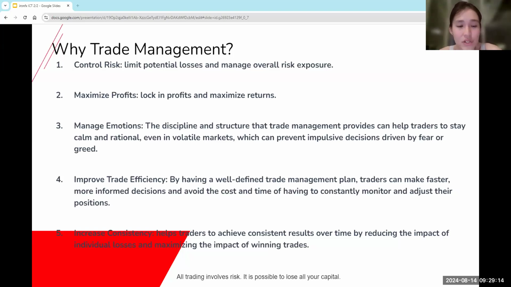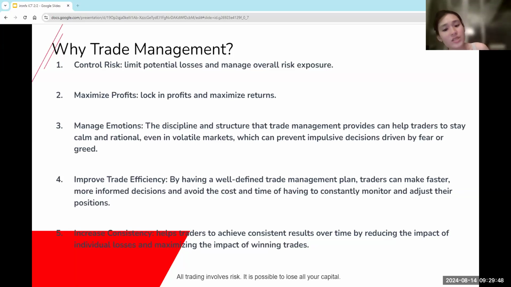Maximize profits. Of course, it enables you to lock in your profits and maximize returns using take profit orders and trading stops. And trading stops is going to be something that we're going to talk about in a bit, where we're going to talk about how you can use certain indicators or momentum indicators to confirm your trade after you've used ICT to analyze as a form of technical analysis, then you can use your indicators to confirm that analysis.